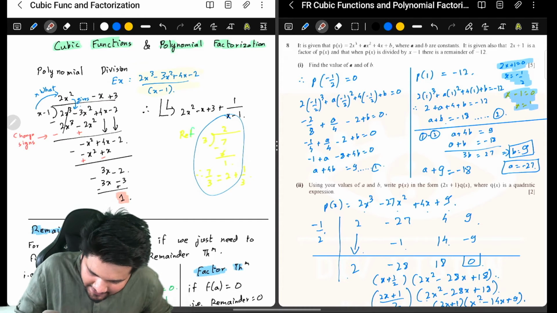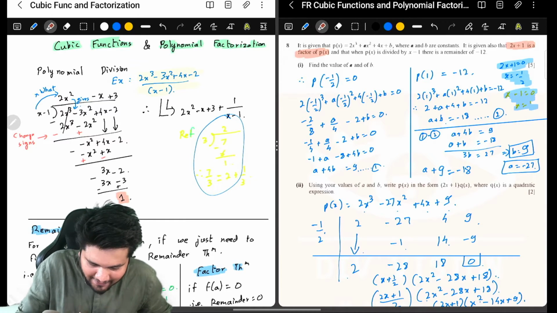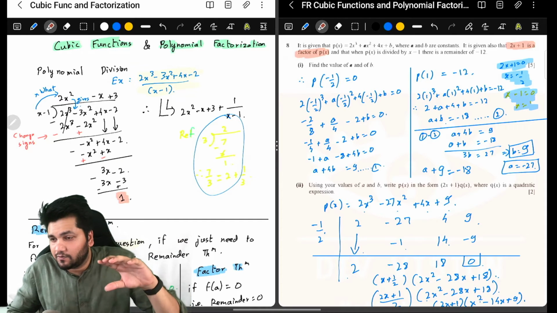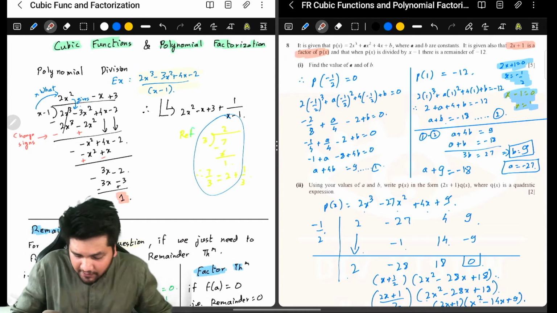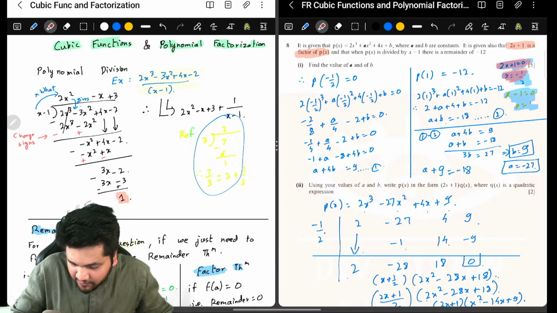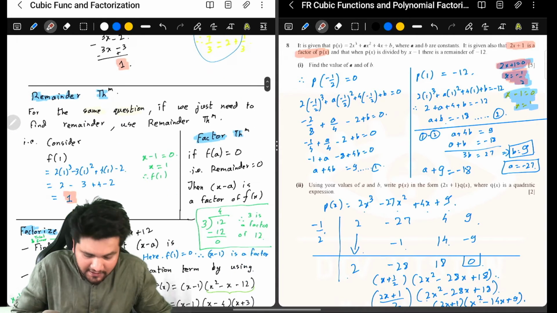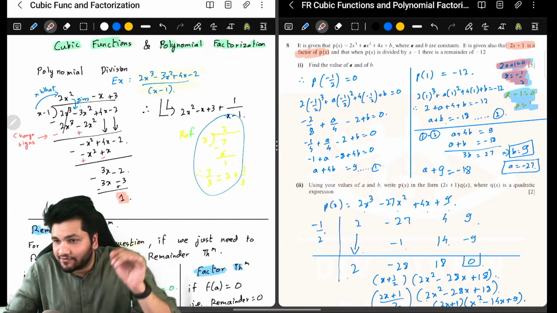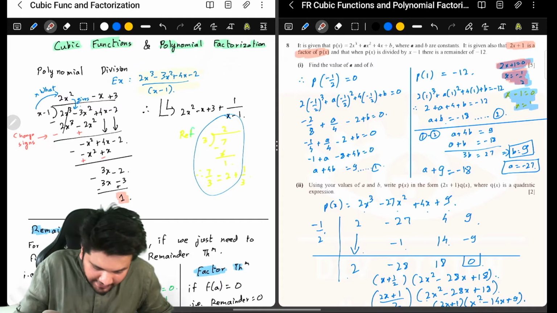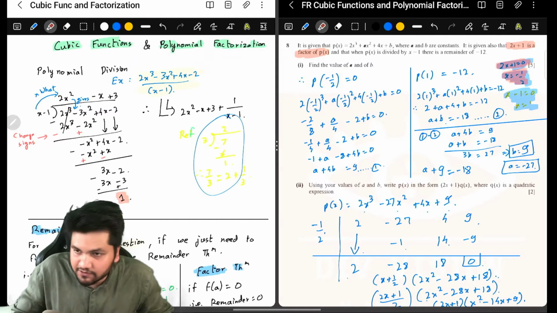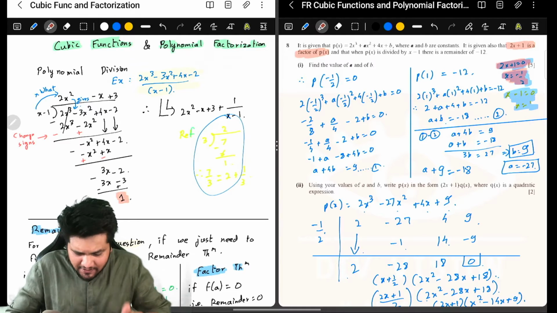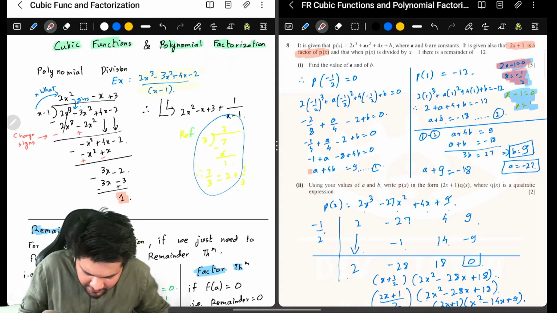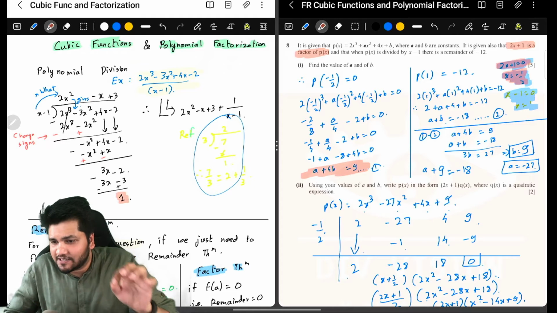Since they have said that 2x plus 1 is a factor of p of x, what we are going to do is put 2x plus 1 equals 0, and I get x equals minus 1 by 2. Remember I've said the same thing about x minus a. Now I'll just put p of minus 1 by 2. Since it's a factor, it will definitely be equal to 0, so p of minus 1 by 2 is equal to 0. You just substitute the values. This is the calculation I've done, and at the end of the day you will get a plus 4b equals 9. This is one of the equations we get from the factor theorem.